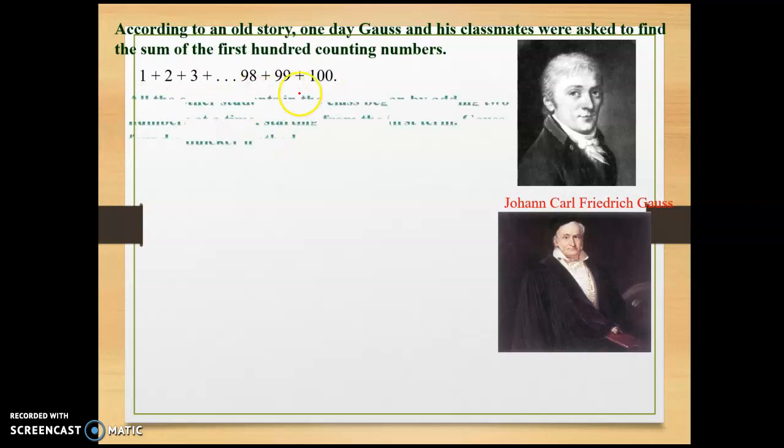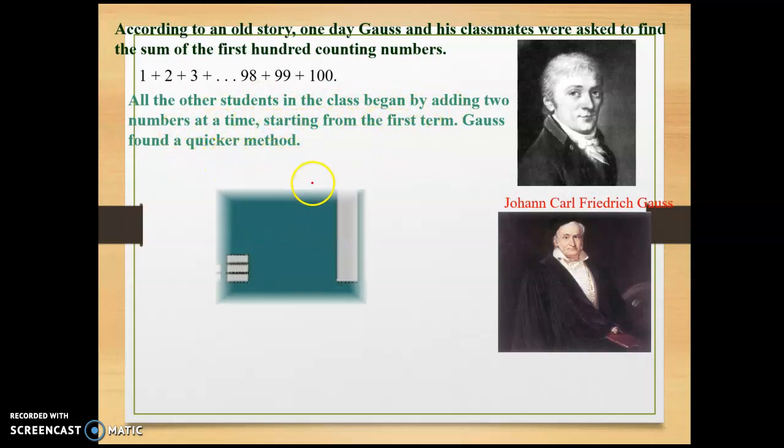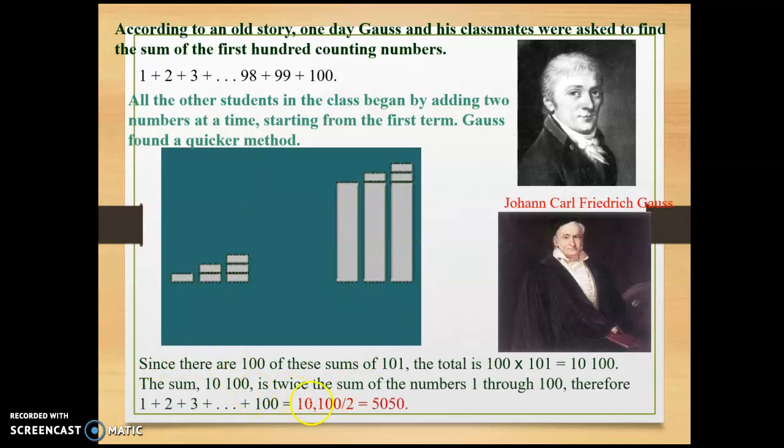So this is the sequence. All the other students in the class began by adding two numbers at a time, starting from the first term. Gauss found a quicker method. So he made a formula, or derived a formula. So what he did is the one we derived earlier.